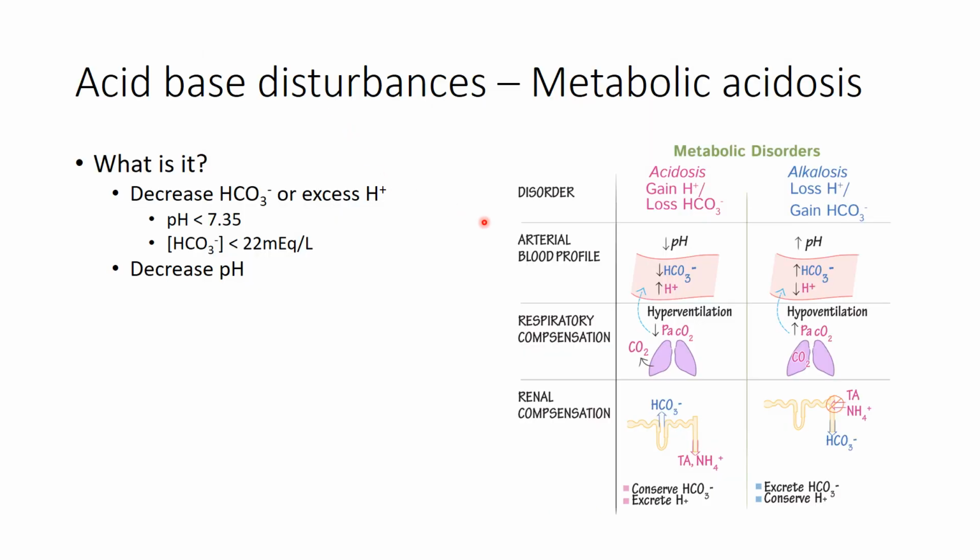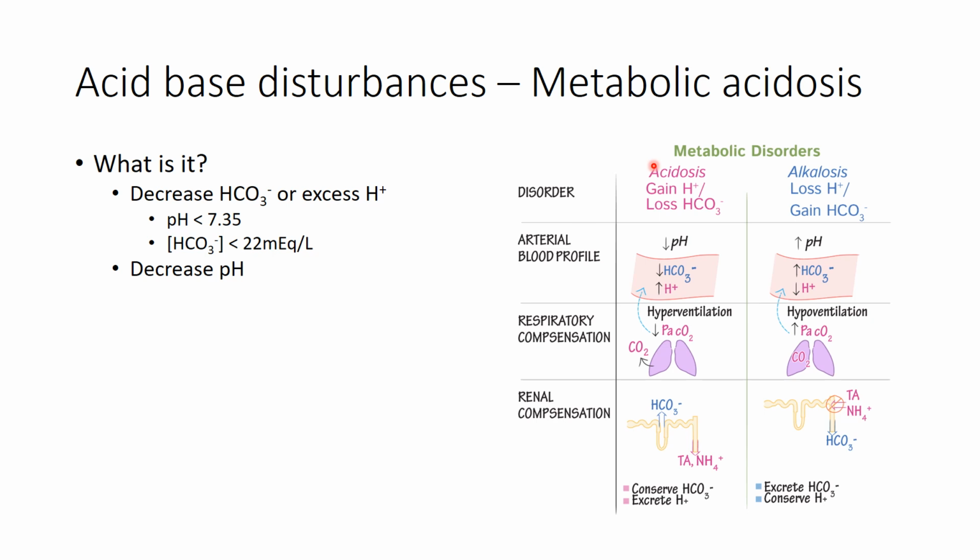Alright, so the first topic that we're going to be talking about is metabolic acidosis. Metabolic acidosis is a decrease in pH because we're acidotic. This is going to occur because we get a buildup of hydrogen ions in the extracellular fluid or a loss of bicarbonate. Remember that hydrogen is an acid, and bicarbonate is a base.